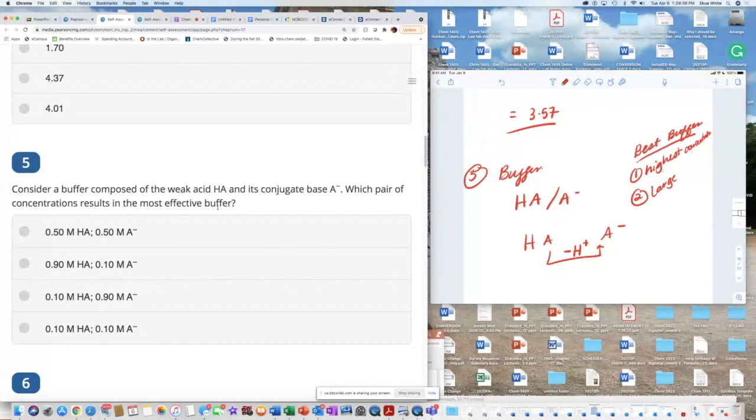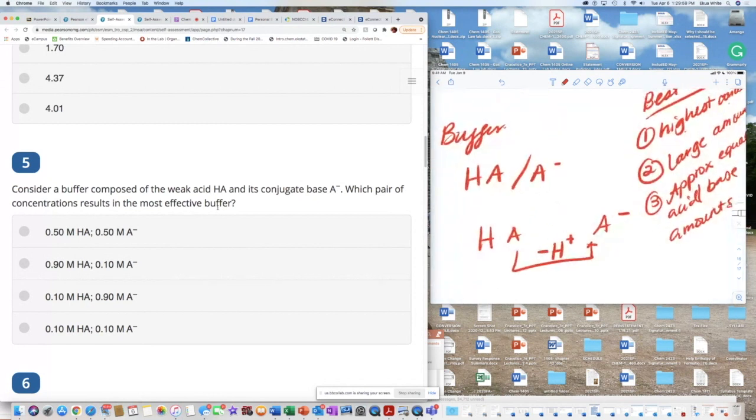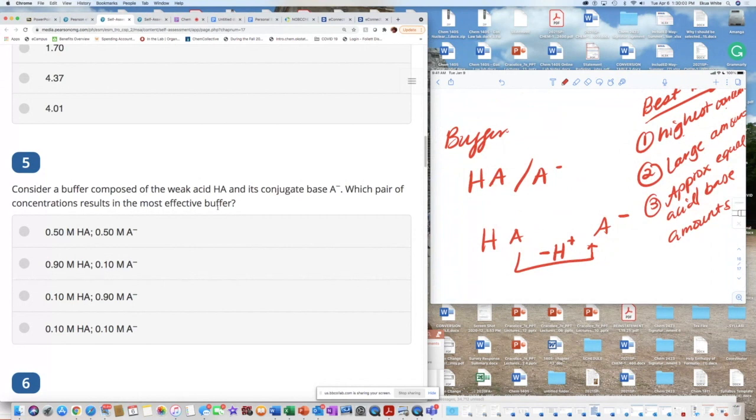large amount, if that's possible. And then the other thing they talked about is approximately equal acid and base amounts, right? Because the acid will neutralize the base and the base neutralizes the acid. You don't want a lopsided defense system. You want an even defense system. That way, if you have base, the acid can neutralize it. If you have acid, the base can neutralize it.